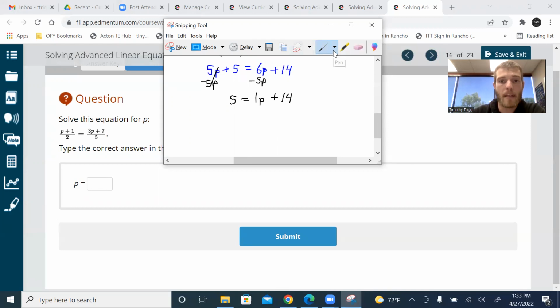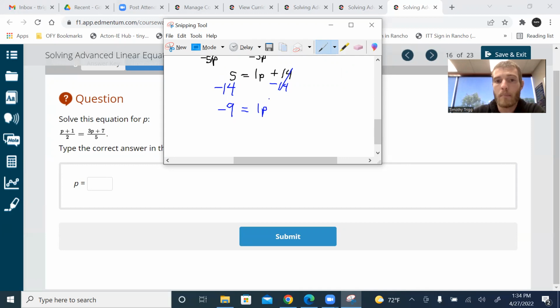To help me get p by itself, we're going to go ahead and subtract 14 from both sides of the equation. Remember, whatever you do on one side of the equal sign, you have to do the same thing on the other side of the equal sign. That gives us -9 equals 1p. Now, notice I'm writing 1p.